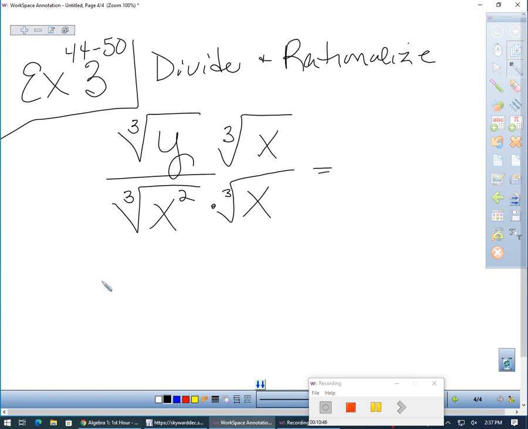On the top, we have the cube root of y times the cube root of x. We get the cube root of xy. On the bottom, just an x. Is there anything to continue to reduce here? Simplify. Oh, you're done. Let's try a little bit harder one.